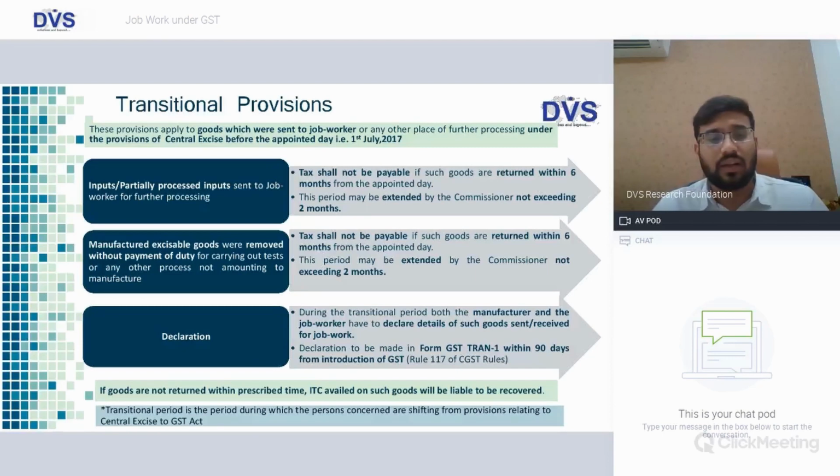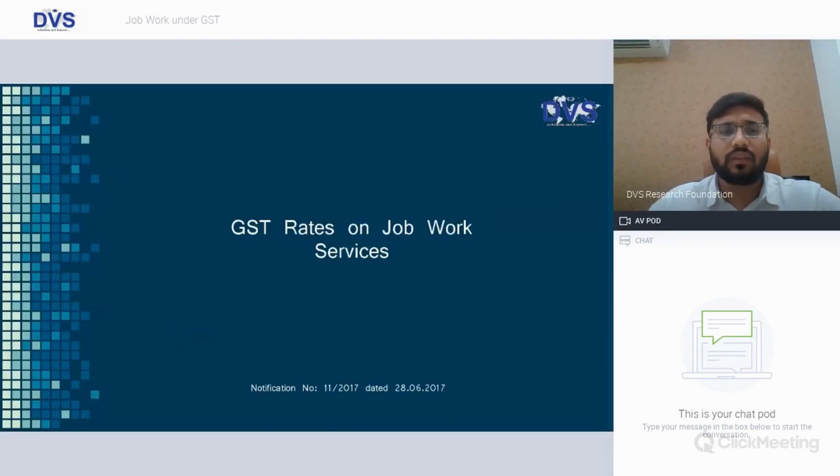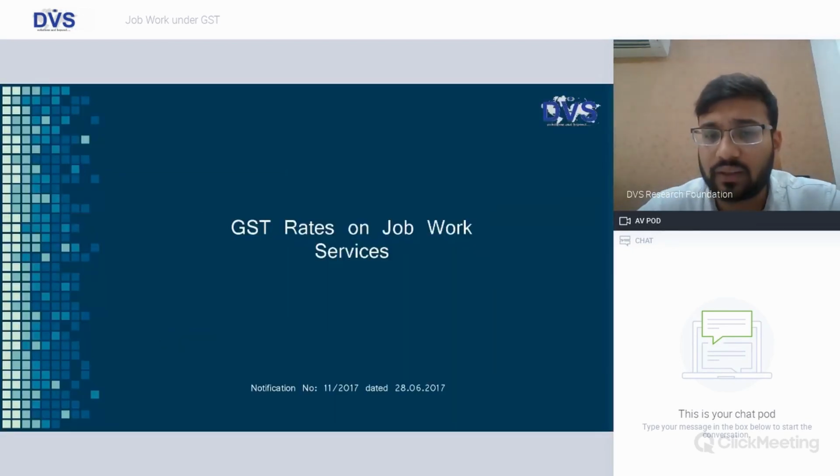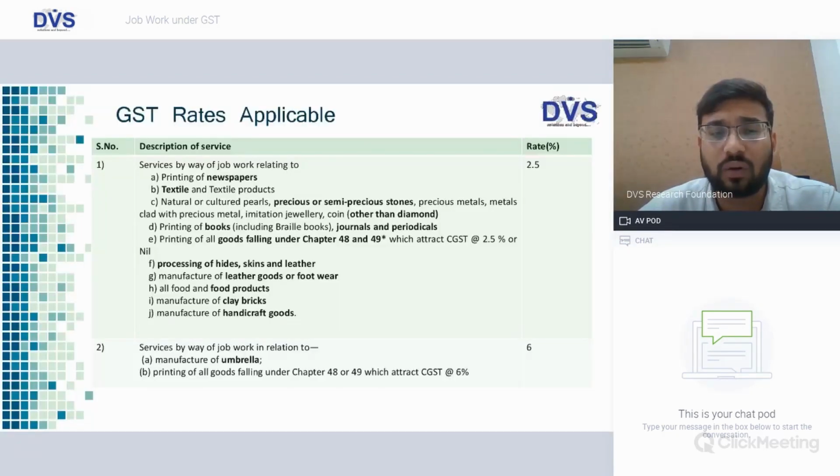But still, if goods are not returned within the prescribed time, ITC availed on such goods will be liable to be recovered. In case we are not sending goods back within 6 months, or 2 months, or the additional 2 months, ITC shall be reversed or recovered. GST rates on job work services.